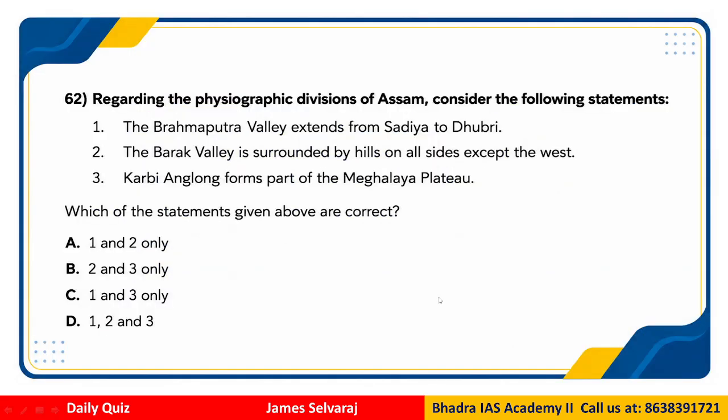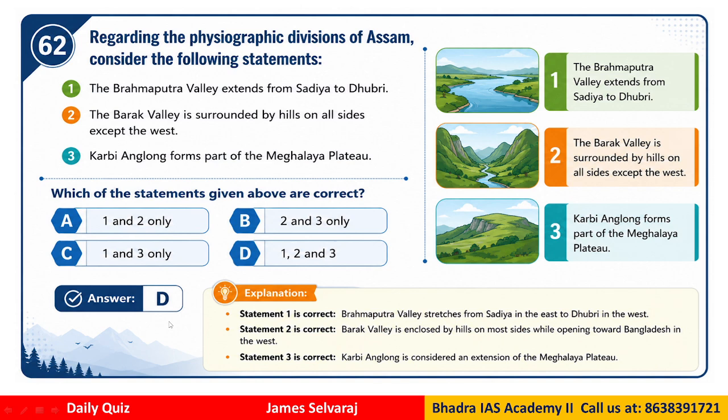Okay? Question number 62. Regarding the physiographic divisions of Assam, consider the following statements. This is mostly related to geography. 1. The Brahmaputra valley extends from Sadiya to Dhubri. 2. The Barak valley is surrounded by hills on all sides except the west. 3. Karbi Anglong is kind of a part of the Meghalaya plateau. So which of the statements are correct? So we have 1 and 2, 2 and 3, 1 and 3, 1, 2 and 3.